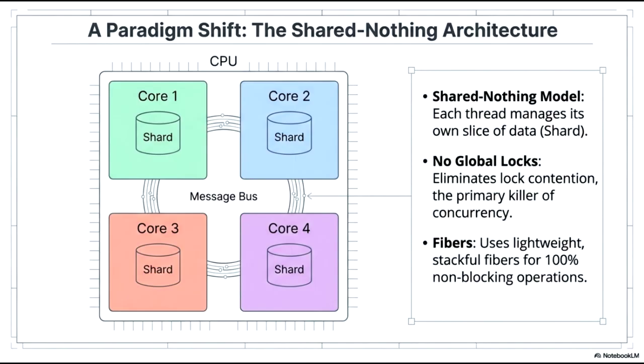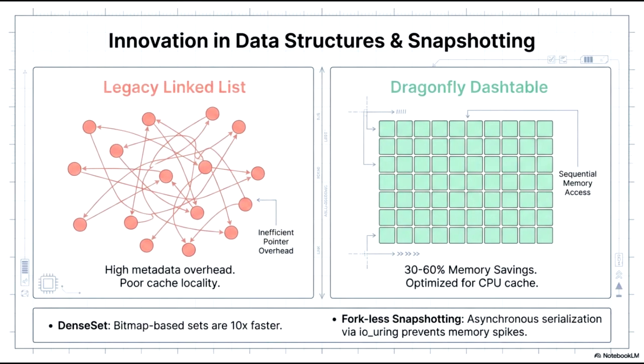high-performance computing. To facilitate interaction between these isolated cores, we utilize a high-efficiency message bus for communication. Furthermore, the architecture leverages lightweight, stackful fibers to ensure 100% non-blocking operations. This combination of sharding, message passing, and fiber-based execution allows the system to scale linearly across modern multi-core processors without the overhead of synchronization.